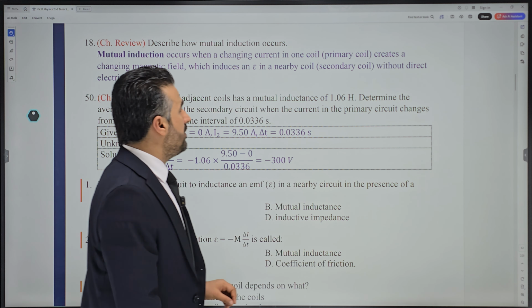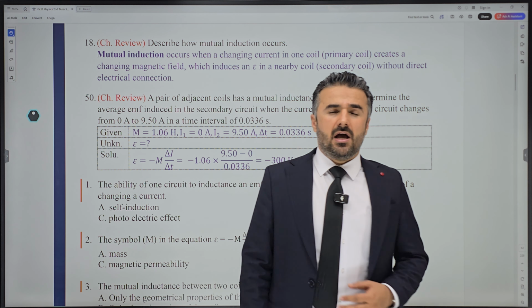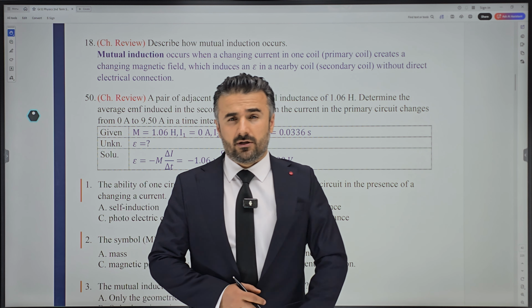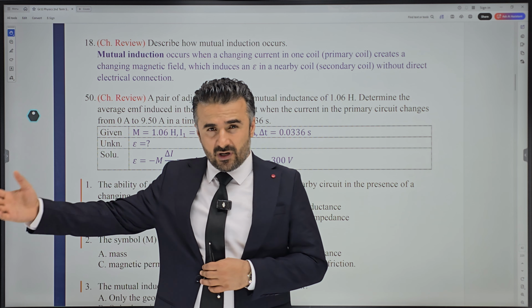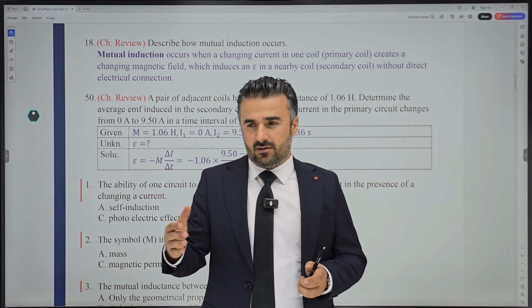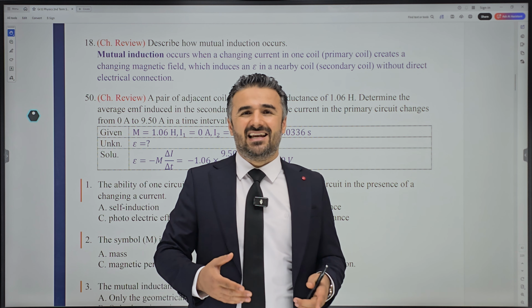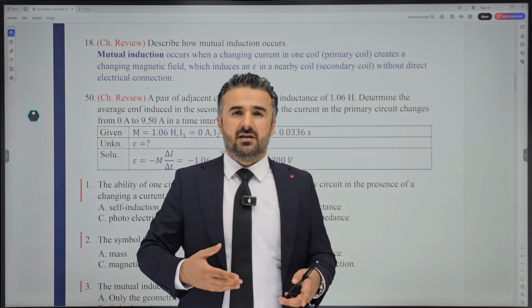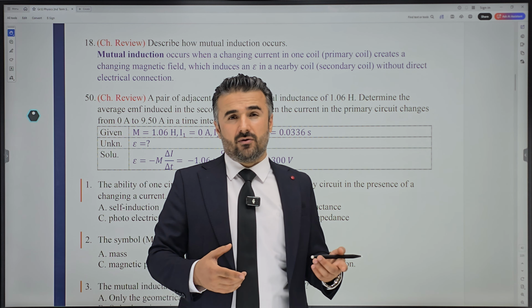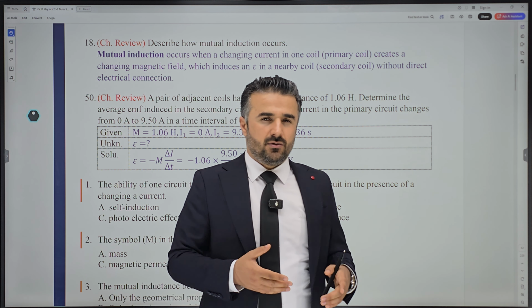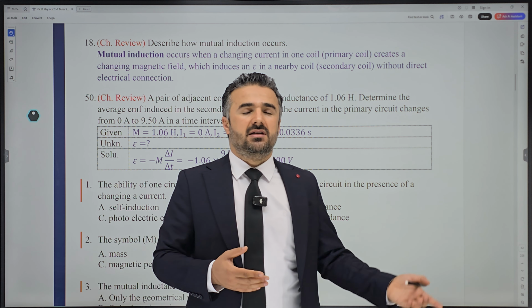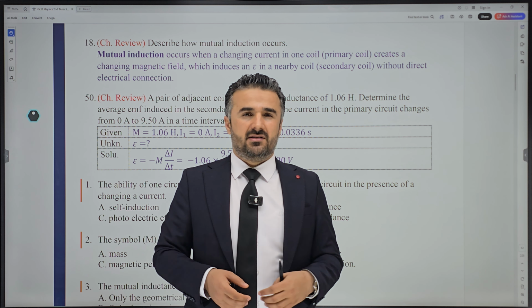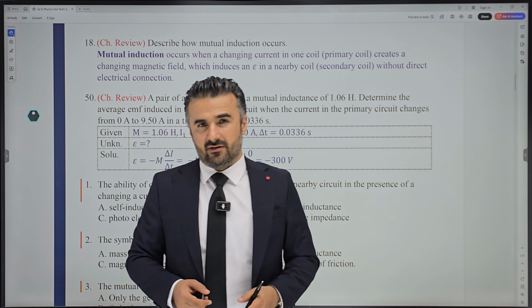Describe how mutual induction occurs. How does mutual induction occur? When the current changes in the primary coil, that changes the flux, the magnetic field around the coil, which is the number of magnetic field lines that are crossing the other coil. That change in flux leads to an induced EMF in the other coil. And that is basically mutual induction.